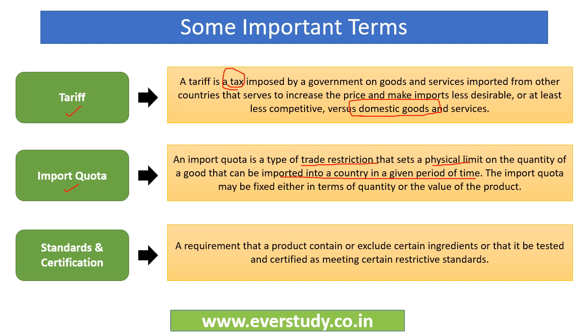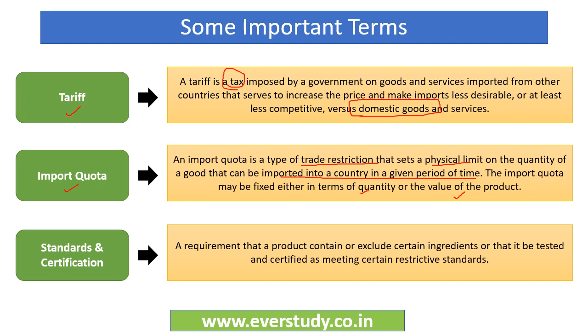This import quota can be fixed in terms of quantity or the value of the product. So we can either provide that 10,000 kg of sugar, or we can provide 1 lakh worth of sugar. We cannot import more than that from any other country or from any specific country, say US or China.